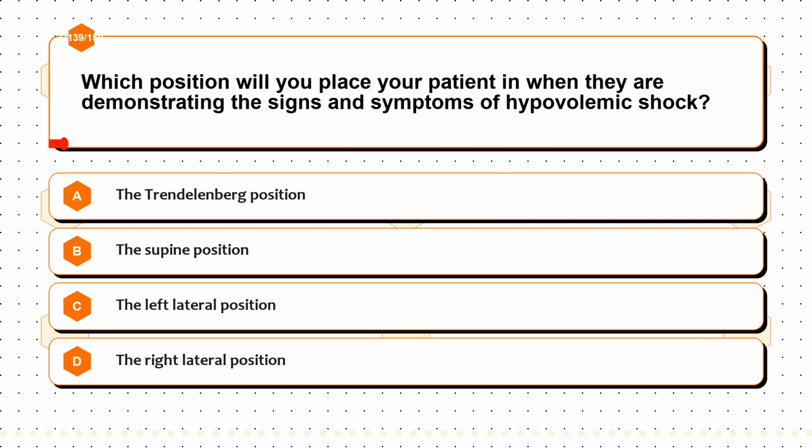Question 139. Which position will you place your patient in when they are demonstrating the signs and symptoms of hypovolemic shock? Here are the options. Option A. The Trendelenburg position. Option B. The supine position. Option C. The left lateral position. Option D. The right lateral position.